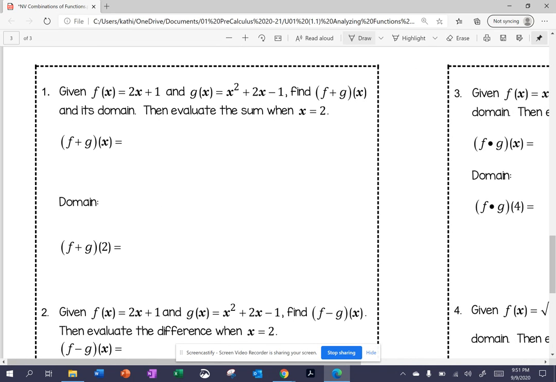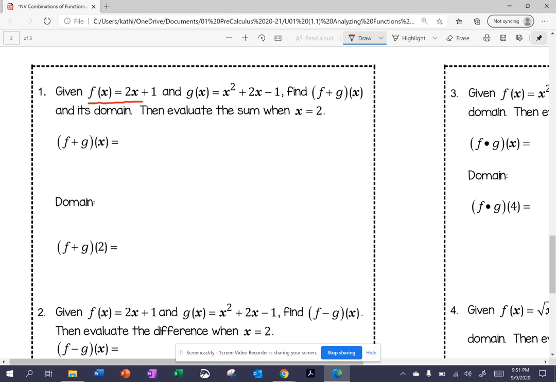Given f of x equals 2x plus 1 and g of x equals x squared plus 2x minus 1, find f plus g of x and its domain, then evaluate the sum when x equals 2. Starting out with the domain for f of x, I do not have a fraction and I do not have a radical, so my domain is all real numbers. And for g of x, my domain has no restrictions because I'm not a fraction and I'm not a radical. So all real numbers.